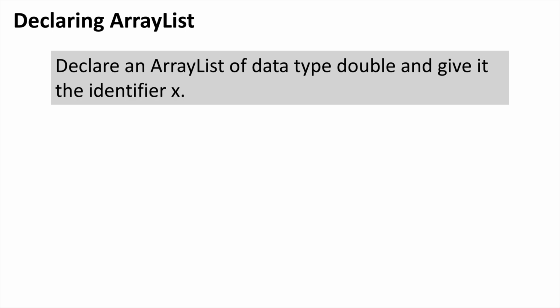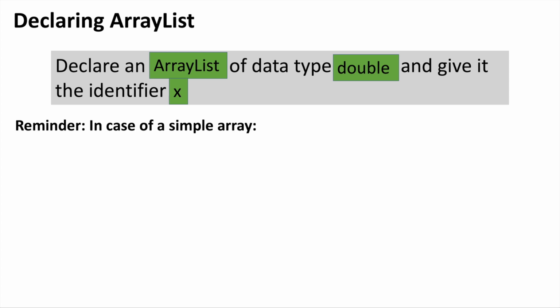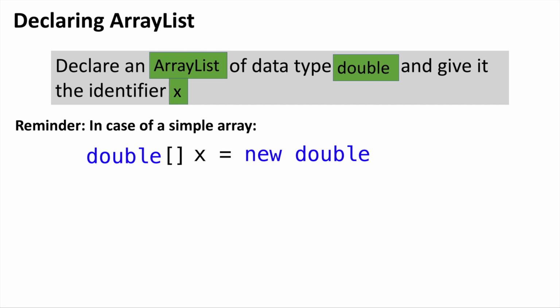Let's take this example. Let's declare an array list of data type double and give it the identifier x, or variable name x. So x will be an array list of type double. Let's go back and remember what we did with the normal array. In our array we used to say double, square brackets open and closed, and then a variable equal new, and double again, and then we specify how many elements we need. So we're here creating 5 elements.